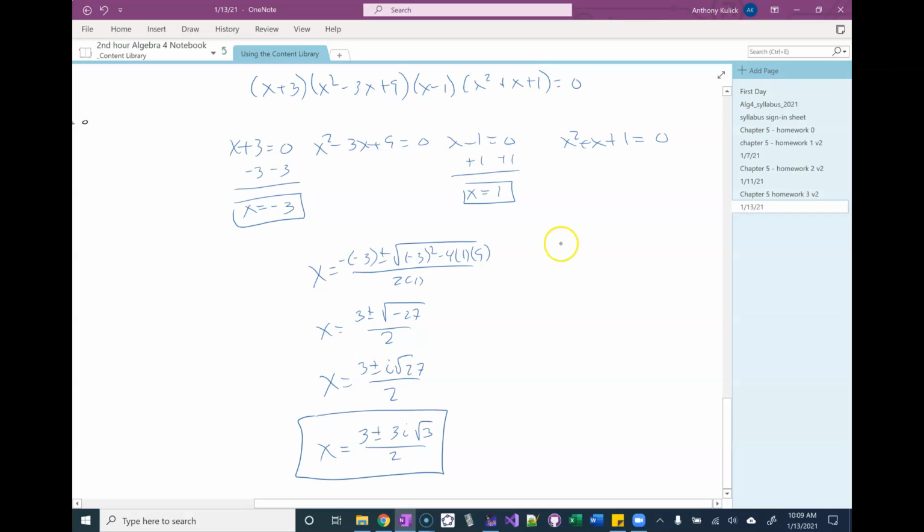And then for this other one, x equals negative 1 plus or minus the square root of 1 squared minus 4 times 1 times 1, all over 2 times 1. Negative 1 plus or minus square root of negative 3, over 2. And we just need to get the i in there from the negative under the square root. And that's as good as we can do with that one.